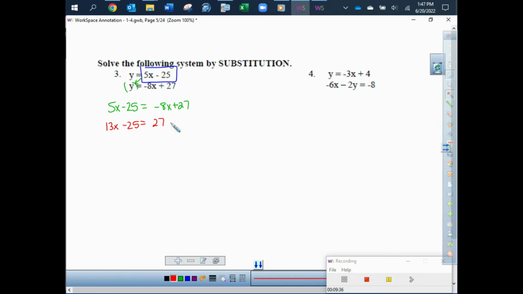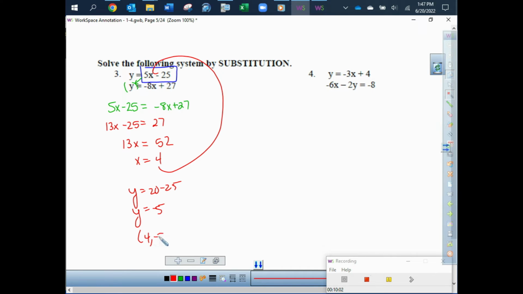Then I'm going to add 25 over, so 13x comes down. 27 plus 25 is 52. And then I will divide by 13, and that's a beautiful 4. Then I could substitute this back in here, and y would equal 20 minus 25, which is negative 5. So as an ordered pair, that's 4, negative 5. That's just solving by substitution. We could do it again.